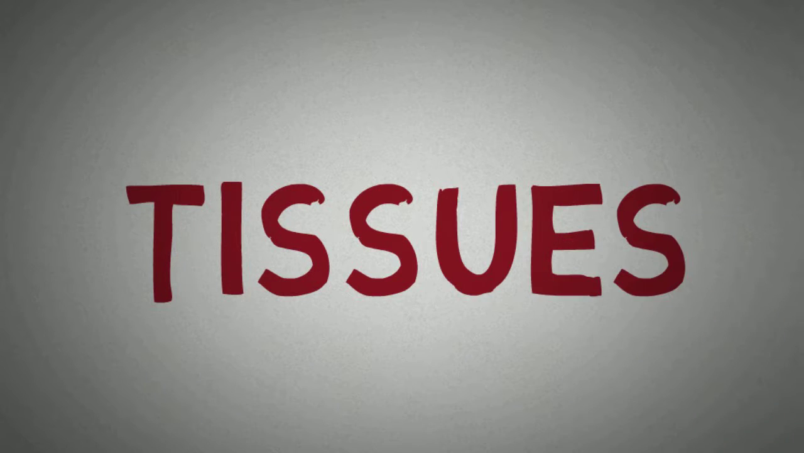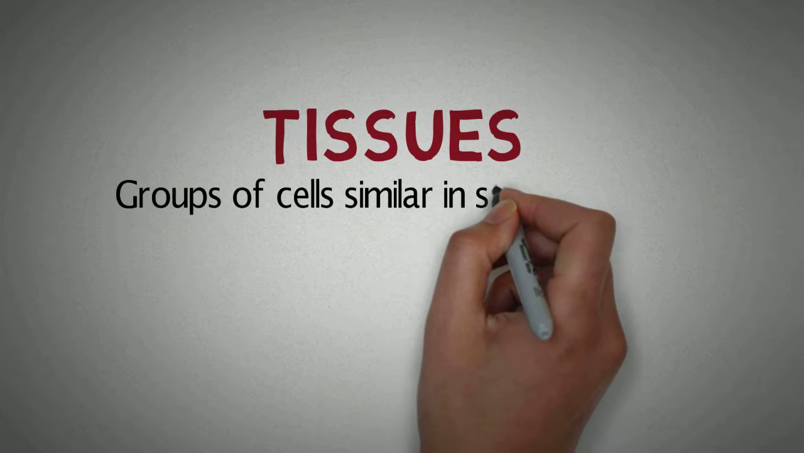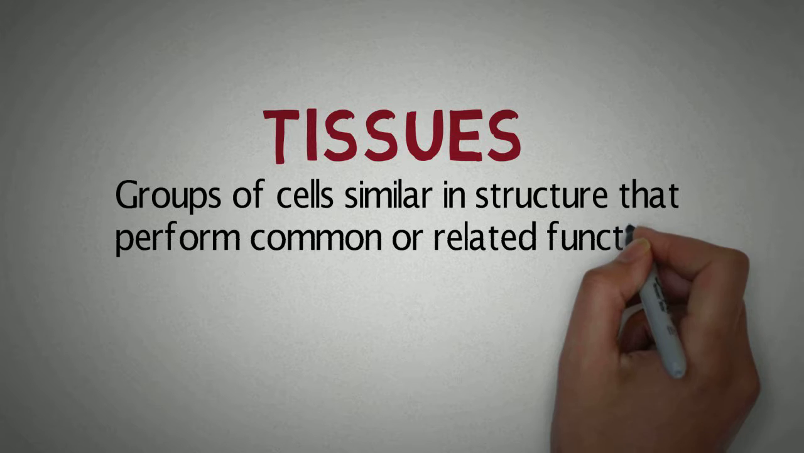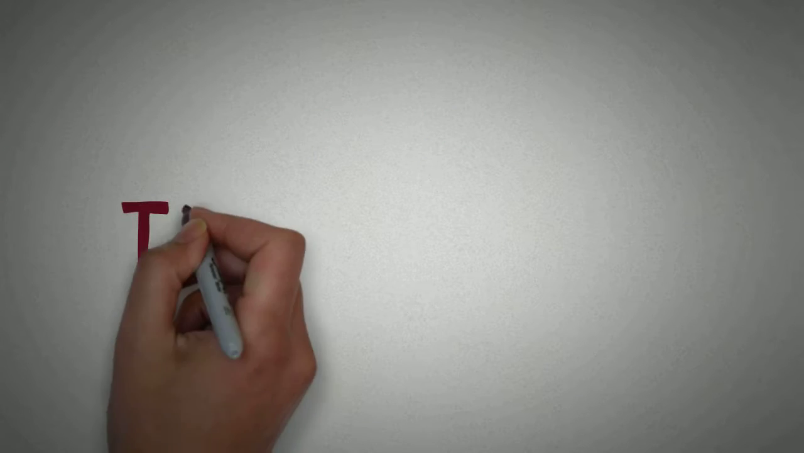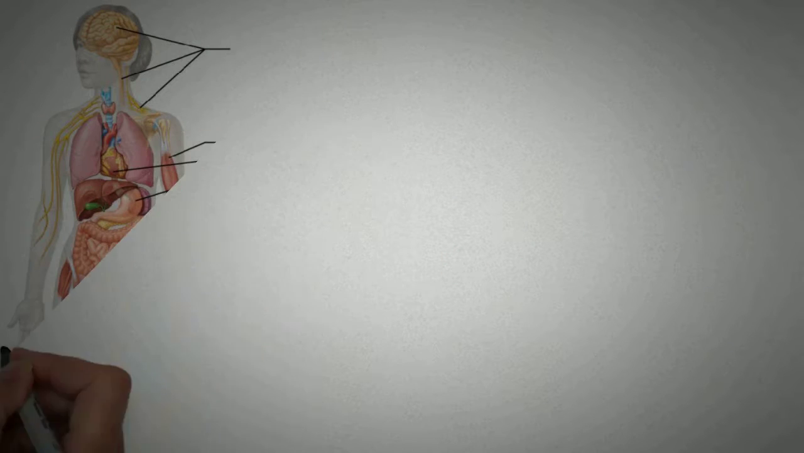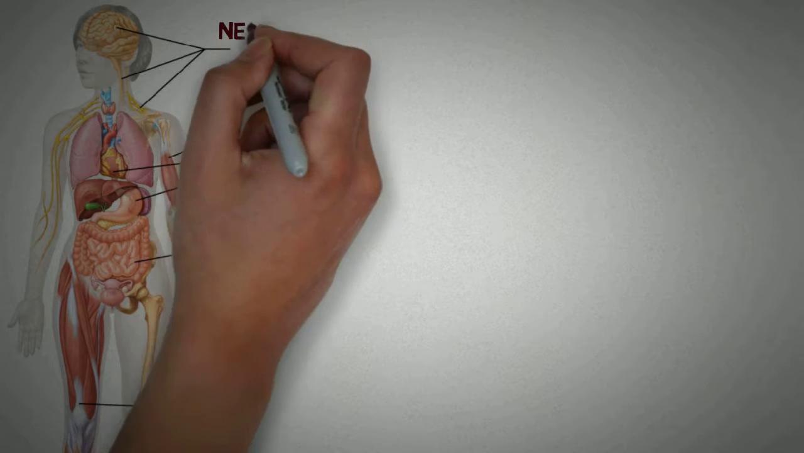Let's talk about tissues. Tissues are groups of cells that are pretty similar in their structure, but they all have a kind of common job. Now, let's talk about tissue types. We know that the human body is pretty complex. There's all kinds of organs, and all of these organs are made up of different kinds of tissues.